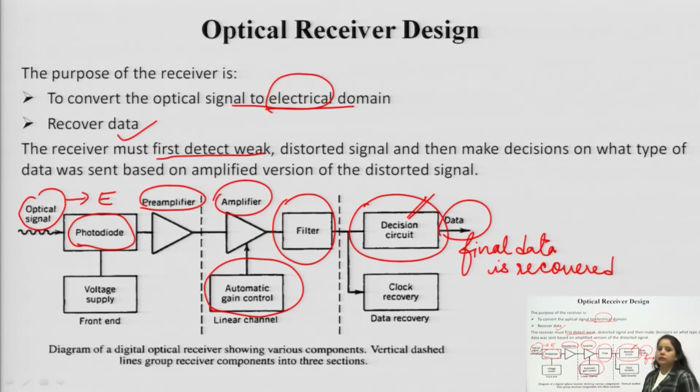Again I am repeating: first the optical signal is received and that signal is very weak, but the photodiode converts that optical signal into the electrical one for further analysis. Then an amplifier is used for amplification, then a filter for removing noise. Then a decision circuit, which plays a very important role because it decides which signal has to be received or which signal has to be discarded. These are the basic structure of our receiver.